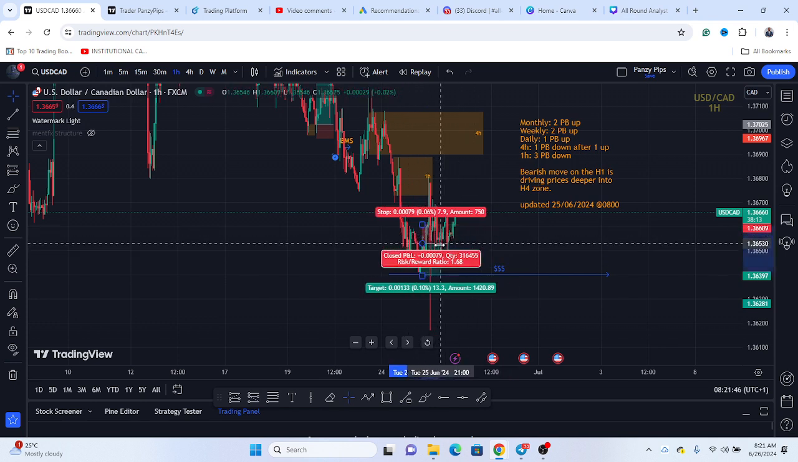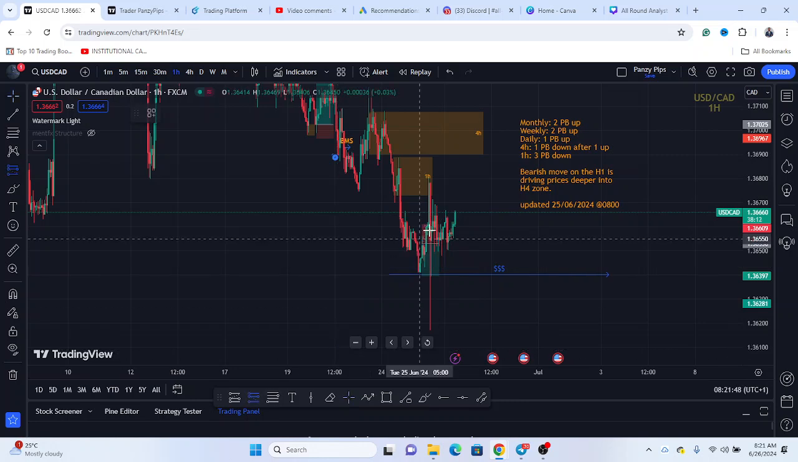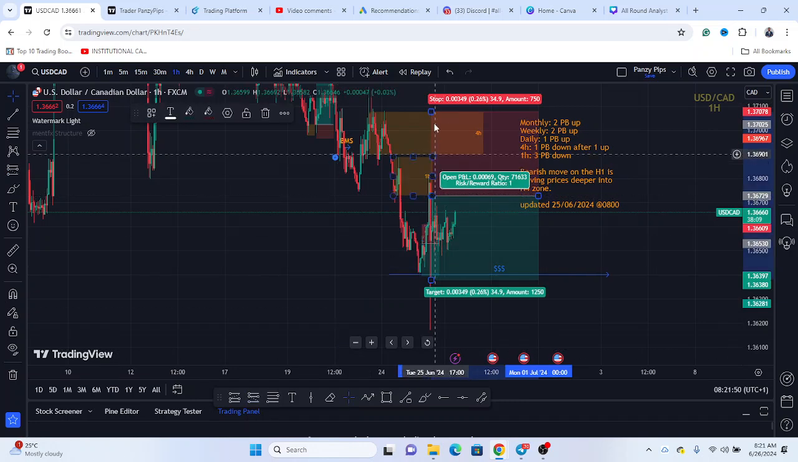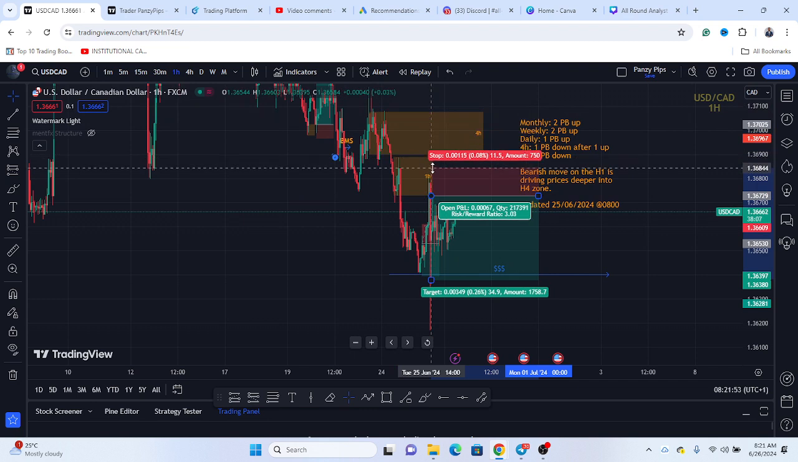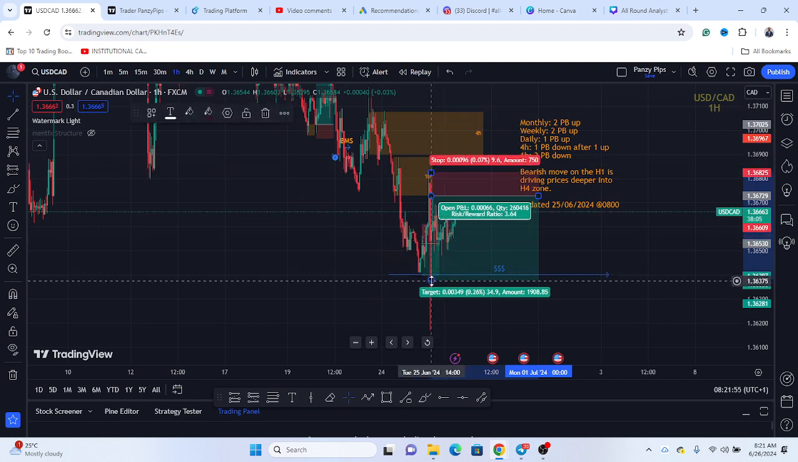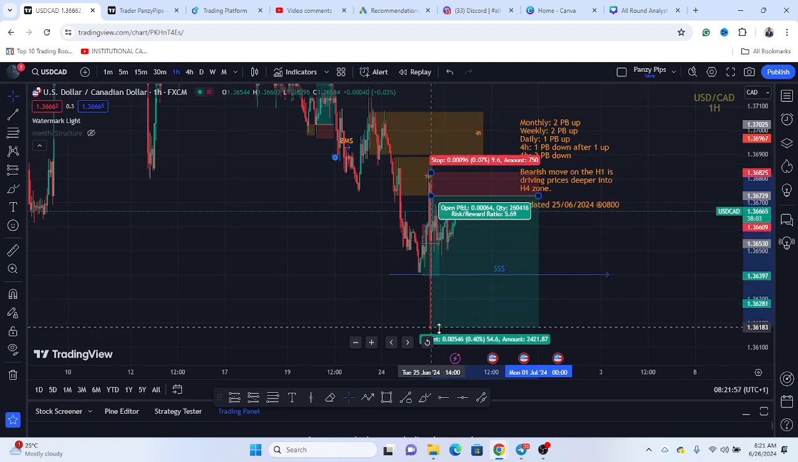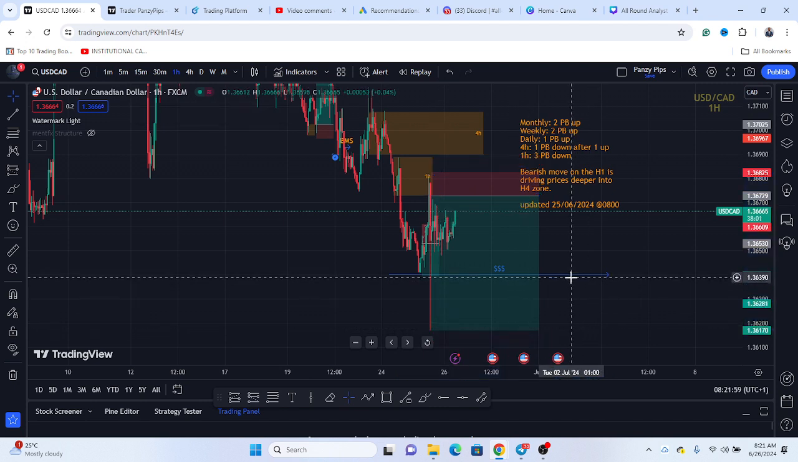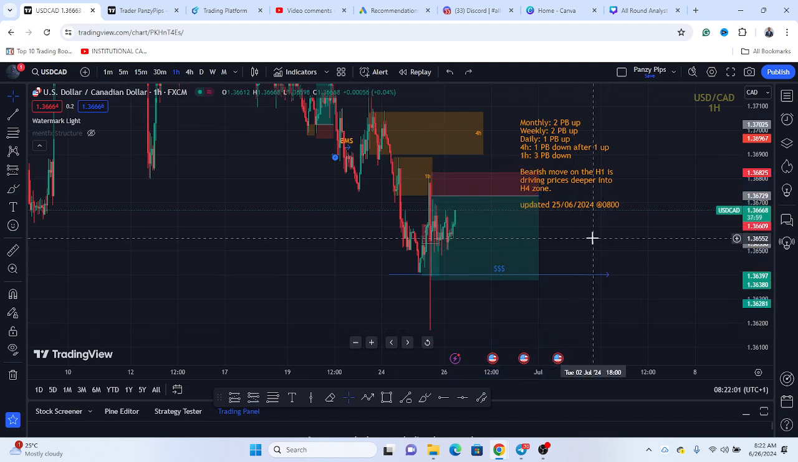If you had gotten the right zone, we should have gotten something looking like this: stop loss just above the high, and take profit all the way down, maybe even further, giving us a beautiful 1 to 26 trade. We didn't take that trade, we missed out on the opportunity, and that is it.